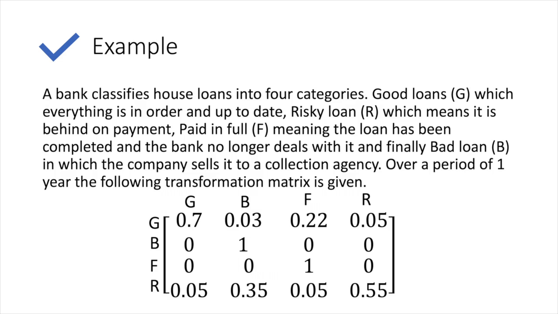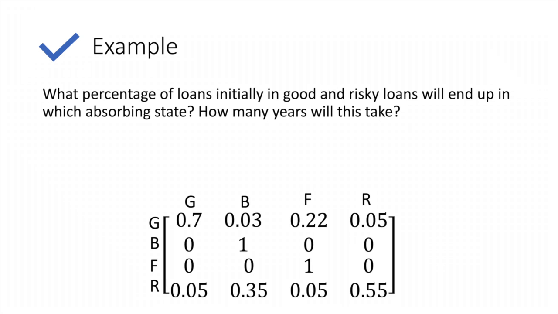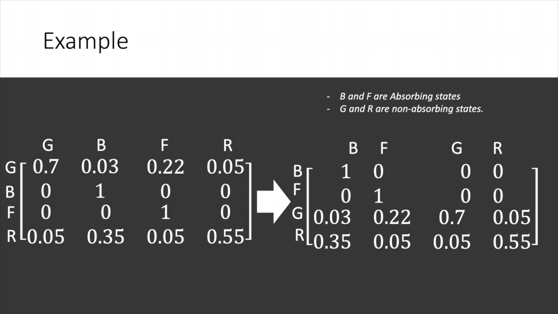Here is an example which is widely used in banking to determine the condition of a loan after some period of time. By first recognizing the absorbing states B and F, this matrix can be put into standard form, ensuring that all the entries line up with the original matrix, so it represents the same information.